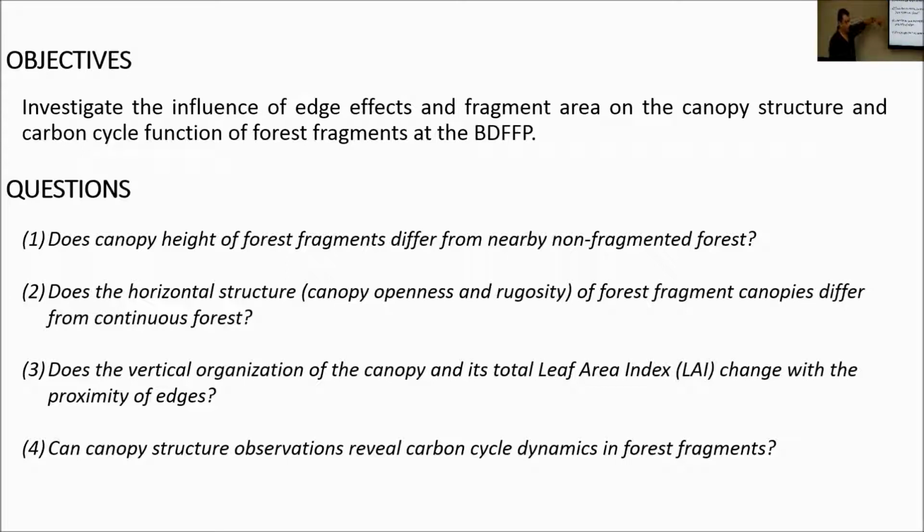What are the 4 questions that we have? The first question is about the height, canopy height. How does the canopy height change between the fragments and the continuous forest, no fragment? The second question is how the horizontal structure is different in the canopy openness and the rugosity. The third question is how the leaf area density is different. And the fourth question is the link between LIDAR and field data, trying to understand the dynamics of biomass and the correlations between the variables of LIDAR and field data.